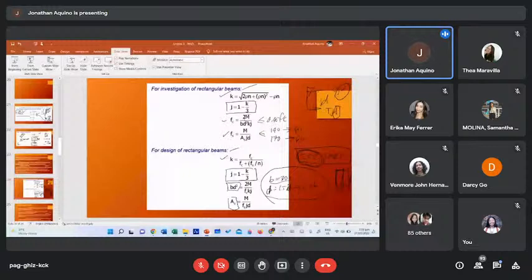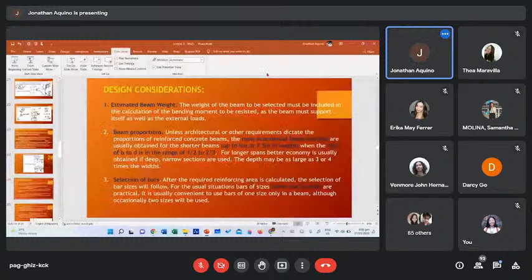But of course, we have requirements, like for example, an architectural requirement that limits the size of our beam, so we cannot make it too large. We need to follow the requirement of the client. So these are the design considerations for the beams.